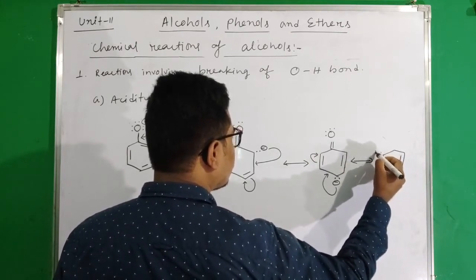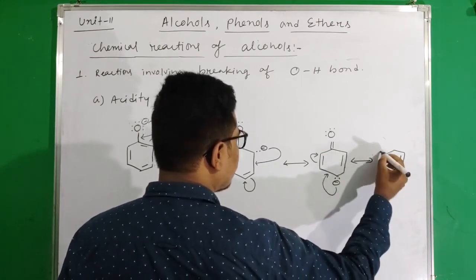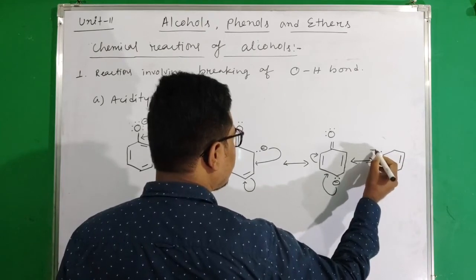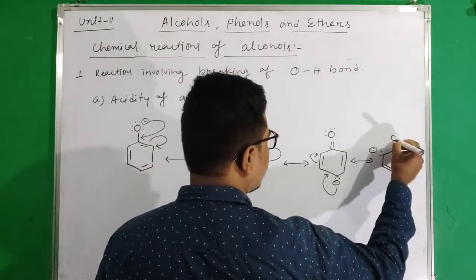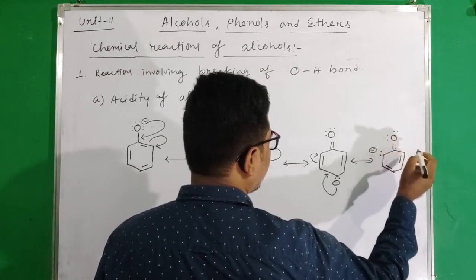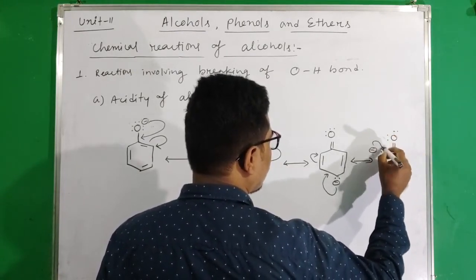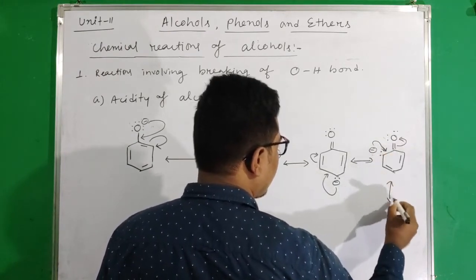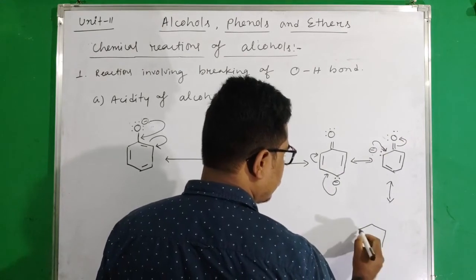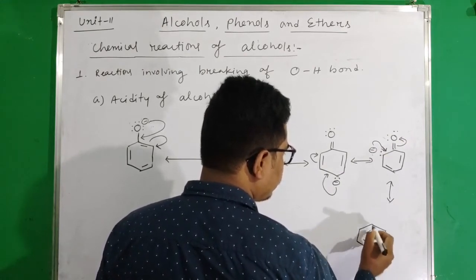and you already know that the higher the resonating structures, the higher is the stability. Higher the resonating structures, higher is the stability. And due to stability of the phenoxide ion, the H positive will not again attract it. I will show you.